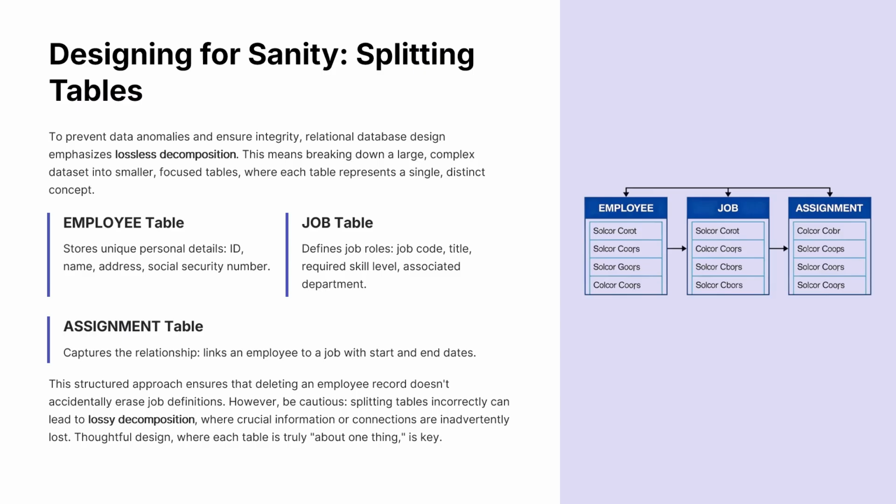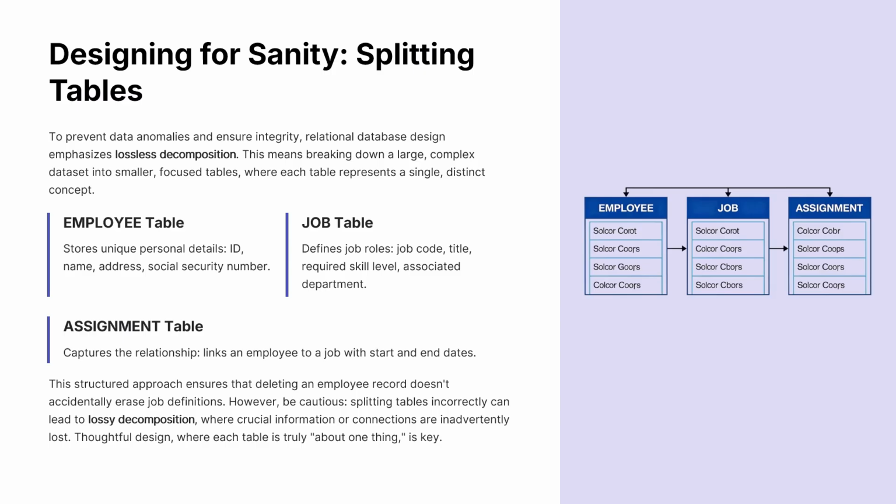So we create 3 separate tables: an employee table, a job table, and an assignment table. Now, Sam's personal info lives in one place. The job's info lives in another place, completely safe even if Sam leaves. And the assignment table just links the 2 together with start and end dates. This is called designing for a lossless decomposition: splitting a big table into smaller ones without losing any information.